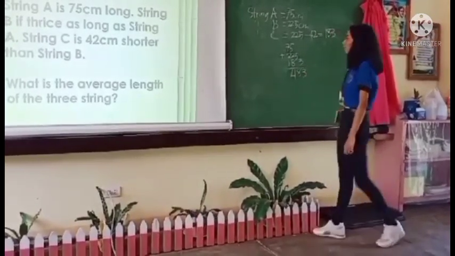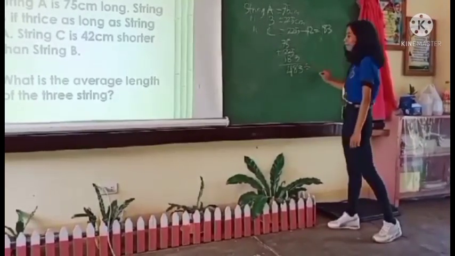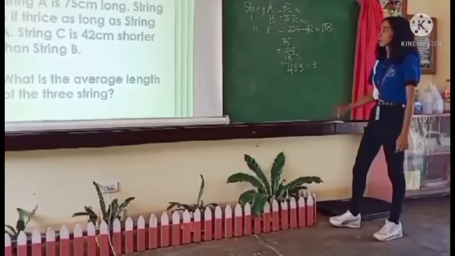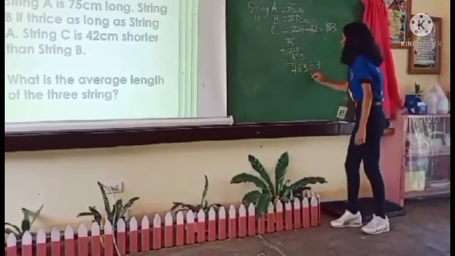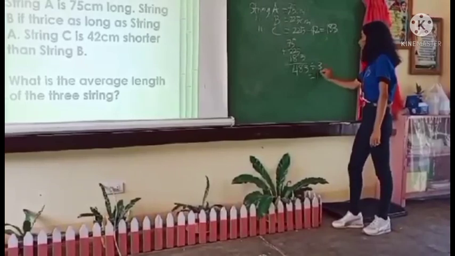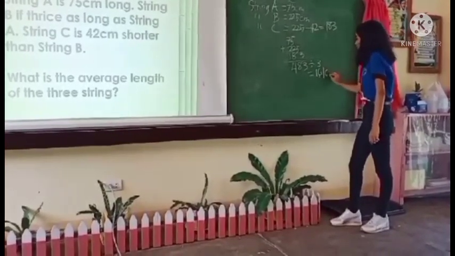483. So now, 483 divide 3 kasi nga tatlo sila. String A, string B, at string C. So the answer will become 161 centimeters.